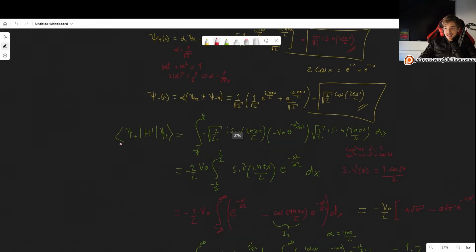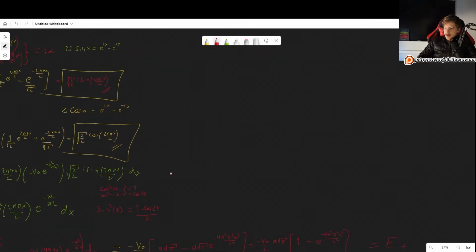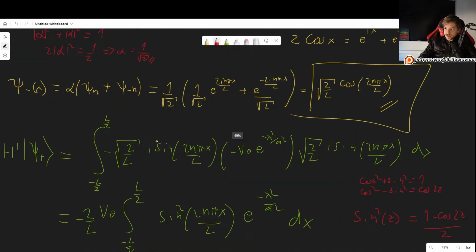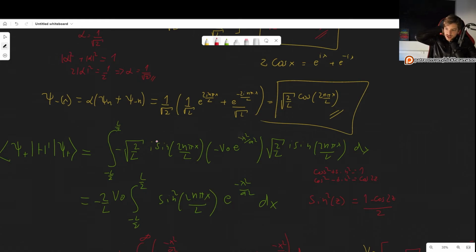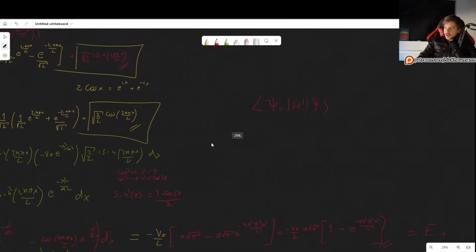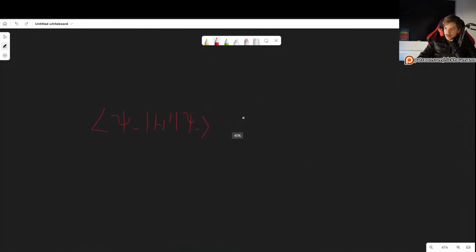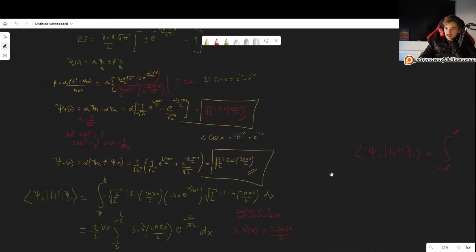Now we need to do the same, but for the other case, for this psi minus H prime psi minus. However, fortunately for us, the only thing that changes is very little. I'm going to show you explicitly why this happens so that there is no doubt whatsoever. So what we are going to do is, we have the integral from minus infinity to infinity, just plugging it in right away. And then, what was our result for psi minus? It is this thing.